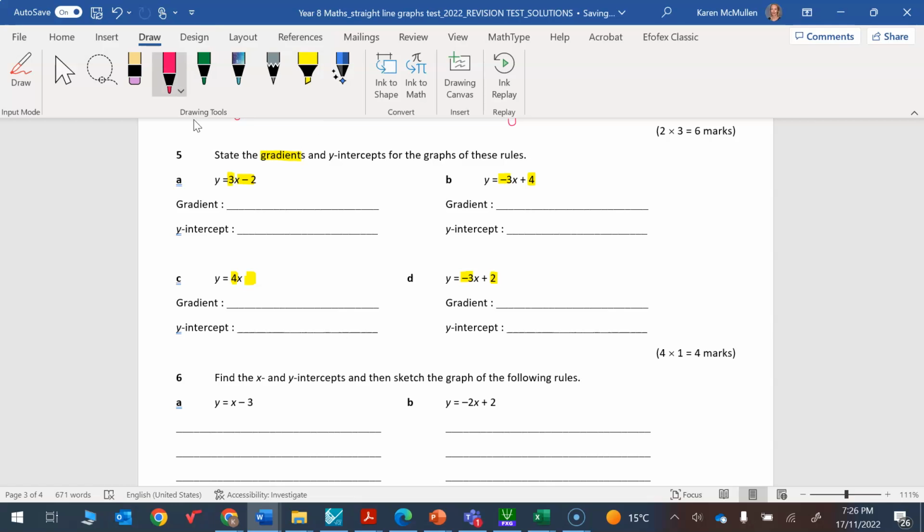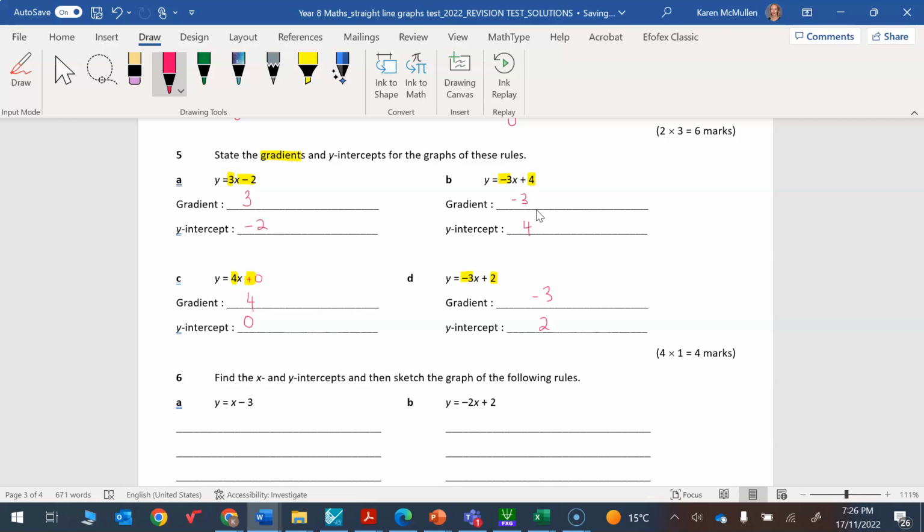All right, so the gradient for the first one is 3 and your y-intercept is -2. Don't forget that negative sign. For B, your gradient is -3 and your y-intercept is 4. For C, your gradient is 4. Now there's nothing written here, so we've got to say it's basically plus 0, so your y-intercept is 0. And then for D, the gradient is -3 and your y-intercept is 2.